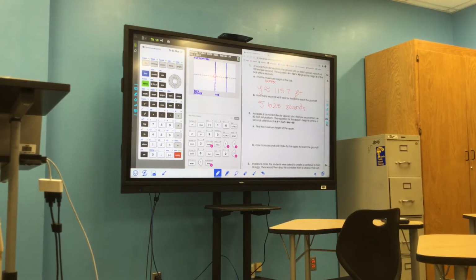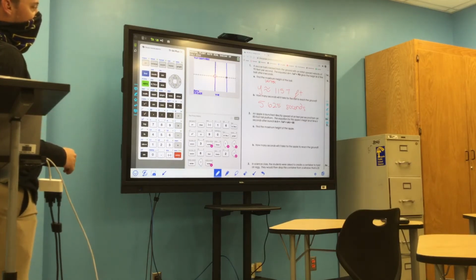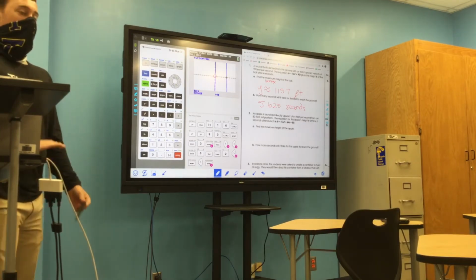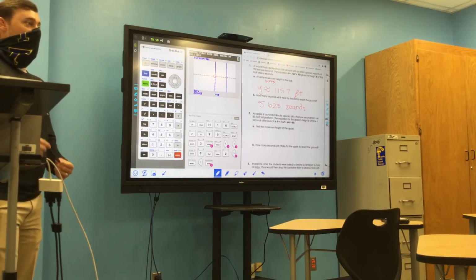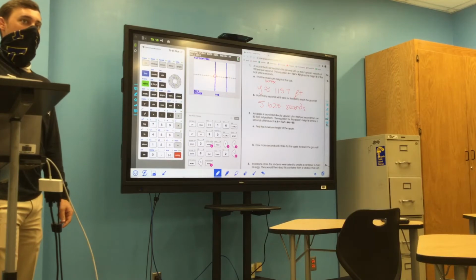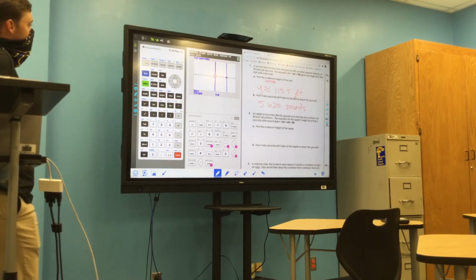We've got an apple launched directly upward at 64 feet per second, from an 80-foot tall platform. Okay, that's what I'm talking about. It wasn't shot from the ground, was it? Yes or no? No. It was shot from a platform that was how tall? 80 feet. Okay, so we'll see how that looks on our problem here.